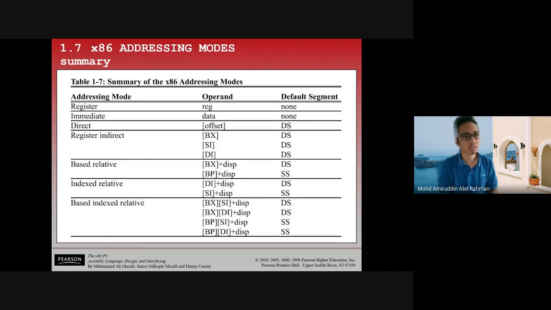Register indirect also, the default segment is DS, for BX, SI, and DI. And base relative, we have BX plus displacement, of course it will be DS. And BP, it will be SS. So you note that most of the default segments will be DS and also SS.